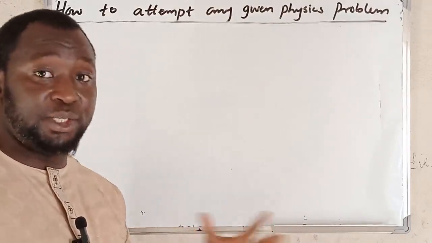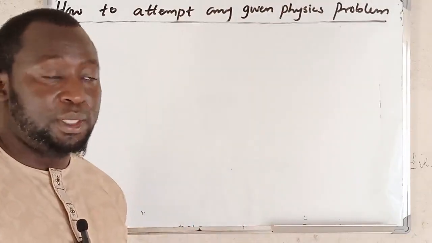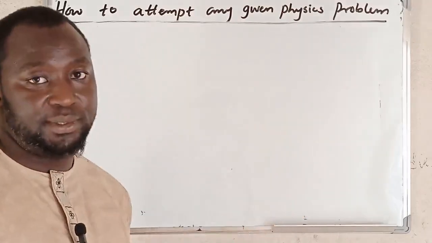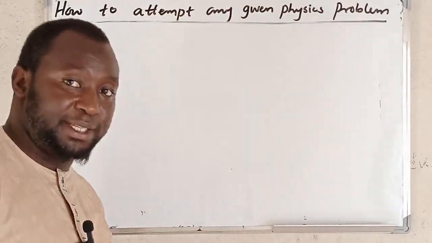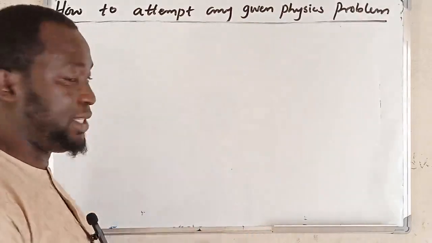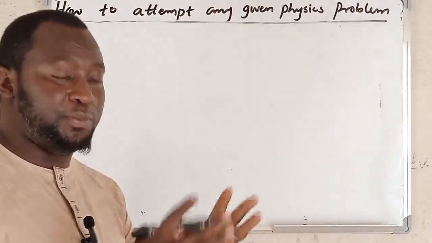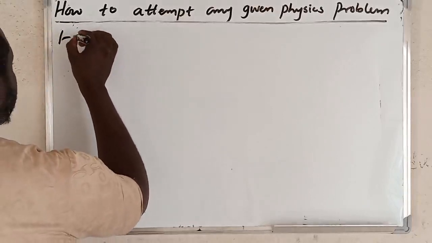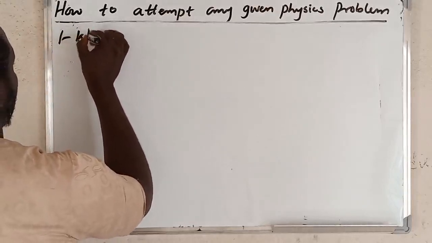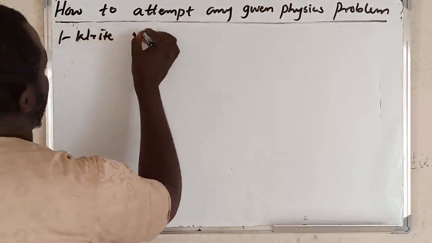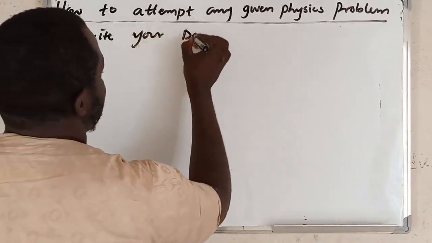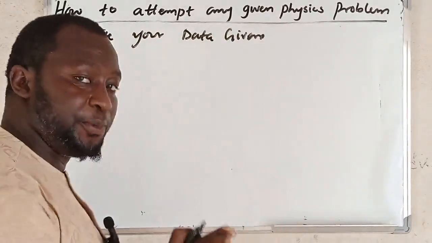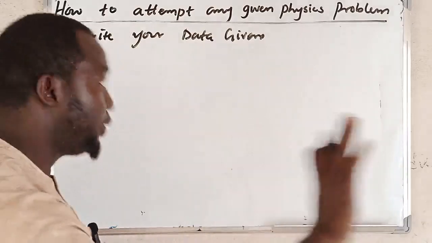We know physics is always with mathematics. There is no way you can solve a physics problem without using mathematical steps. If we know that, then definitely we should think of these steps always, and they will guide us while solving physics problems. Step number one: write your data given. When a physics problem is given, write your data given and underline it.